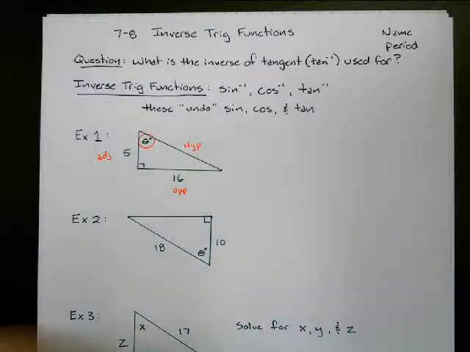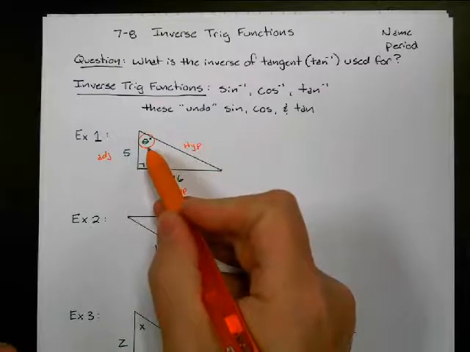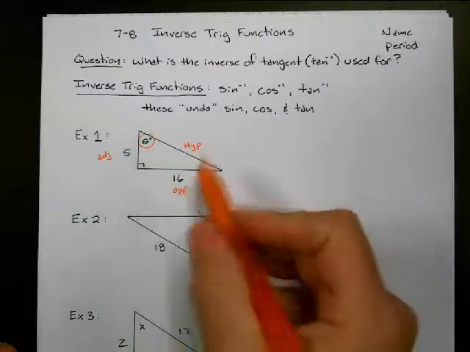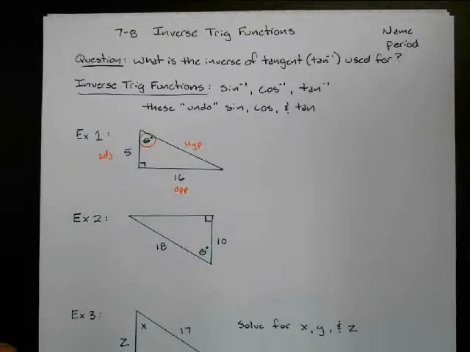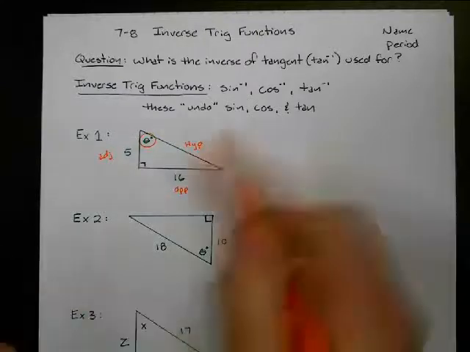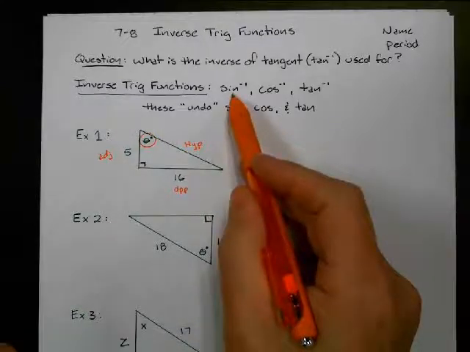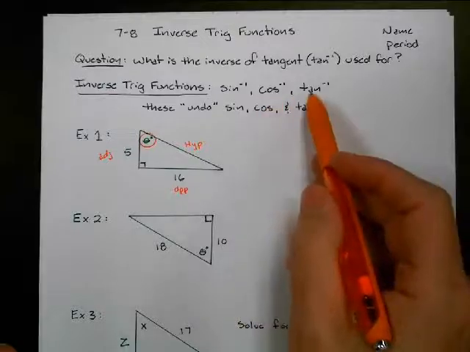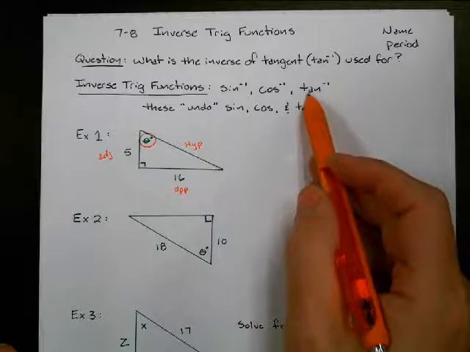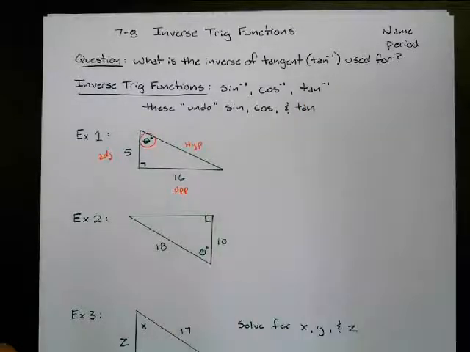So I've got my angle of reference, my theta right there, and I've got an opposite and adjacent. Which one of our trig functions uses opposite and adjacent? Sine is opposite and hypotenuse, so that's not going to work. Cosine is adjacent and hypotenuse, and that's not going to work because that has the hypotenuse. Tangent uses opposite and adjacent, so we're going to use tangent here.